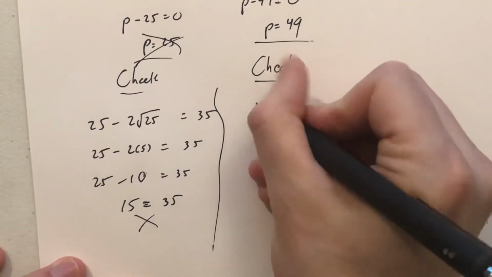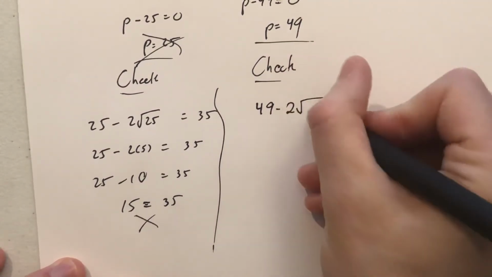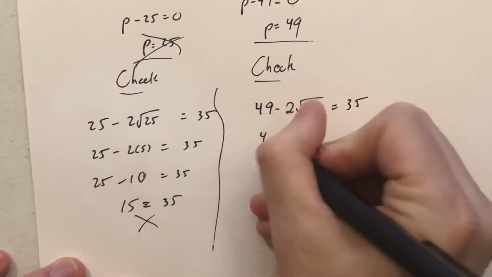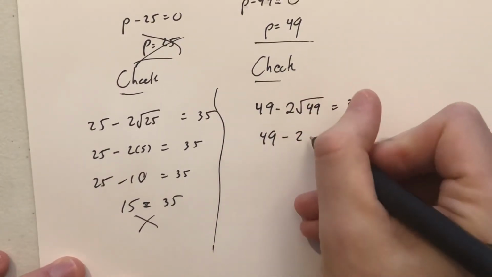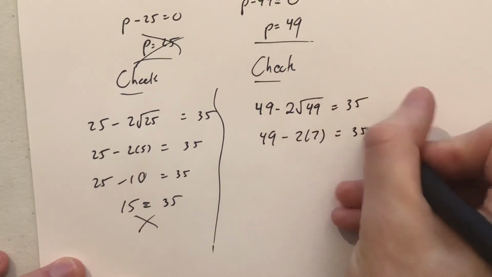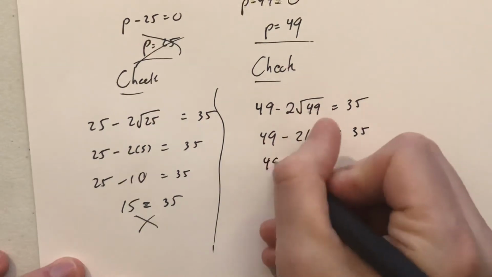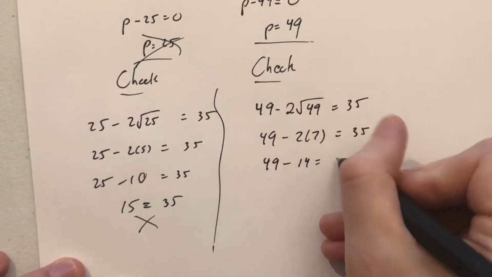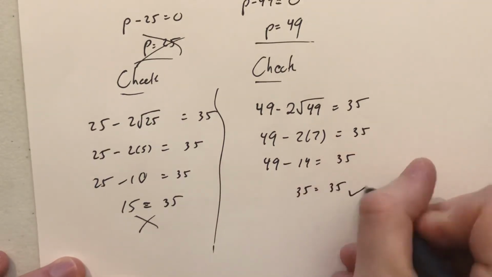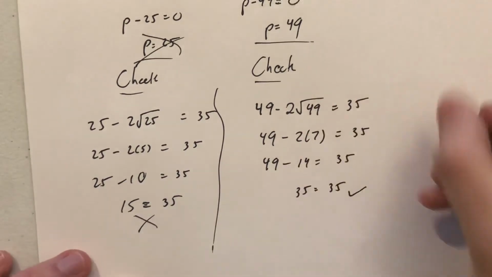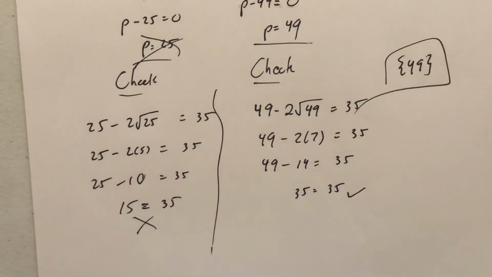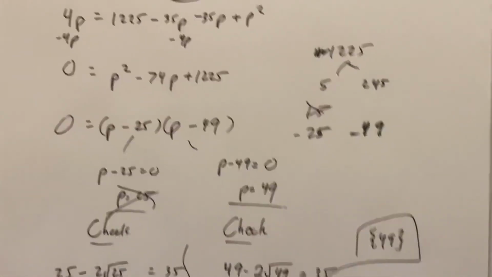Throwing in 49. 49 minus 2 times the square root of 49 equaling 35, or 49 minus 2 times 7 equals 35. So 49 minus 14 equals 35, which looks like 35 equals 35. So 49 is going to be our solution, our only solution to that equation.